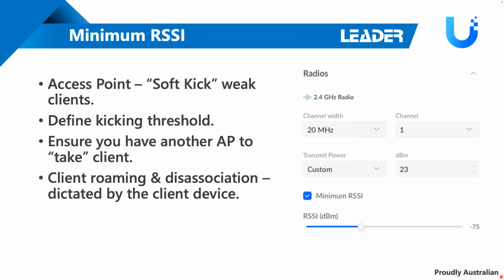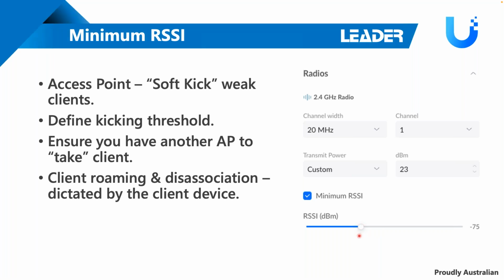As the last slide on this topic, and just as a quick note, minimum RSSI values is another method employed in the interfaces and on the access points. And this is another soft kicking mechanism. Essentially, the access point looks at the received signal strength of the client device, and based on the value that you set, it will ask the client device to roam to something else.